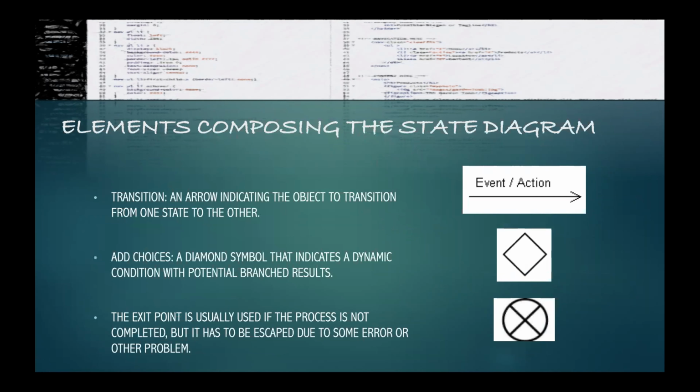The other one is the choice. When we want to have multiple options for the transition, we have this diamond symbol that indicates a dynamic condition with potential branching results. The other one is the exit point, the point at which an object escapes the component state or state machine, indicated by a circle with an X. The exit point is generally used if the process is not completed, but has to be escaped because of some error or problem.